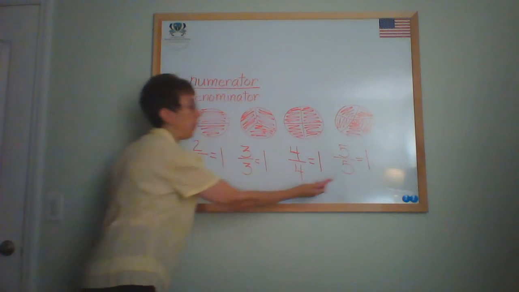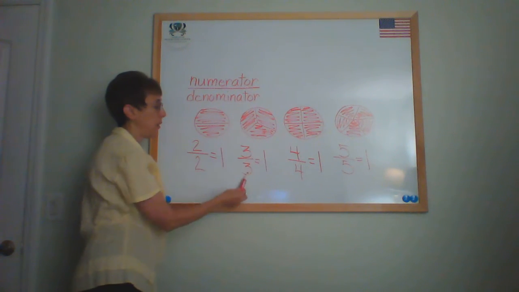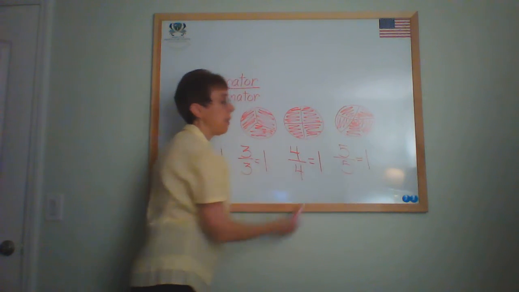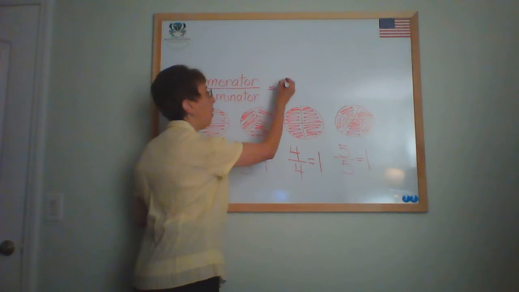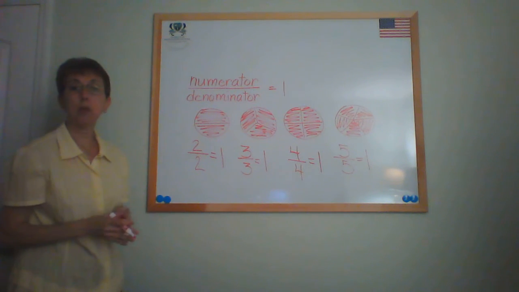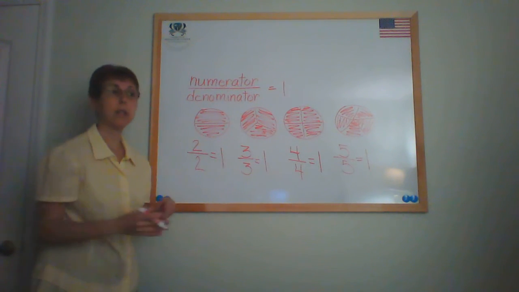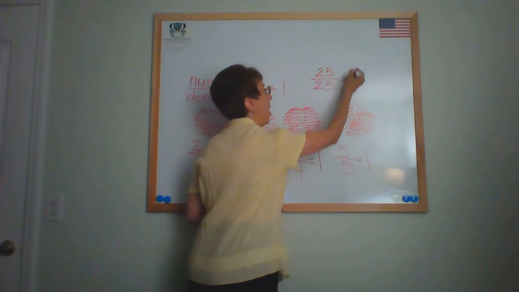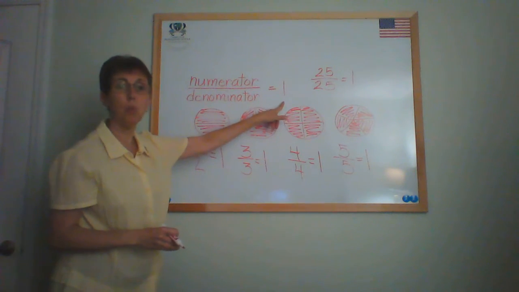If you look and see what the pattern is here, whenever the numerator is the same as the denominator, it equals 1 whole. So when 2/2 are shaded in, that's the same as 1 whole circle shaded in. 3/3, that's equal to 1 whole circle. 4/4, that's 1 whole. And 5/5, that's 1 whole. So anytime the numerator is the same as the denominator, that's going to equal 1. It doesn't matter how large or small the numerator or the denominator is, as long as they're both the same, it's going to equal 1. We could have 6/6 and 7/7 and so on. And we can have 25 25ths, and that will also equal 1. Anytime the numerator is the same as the denominator, it's going to equal 1 whole.